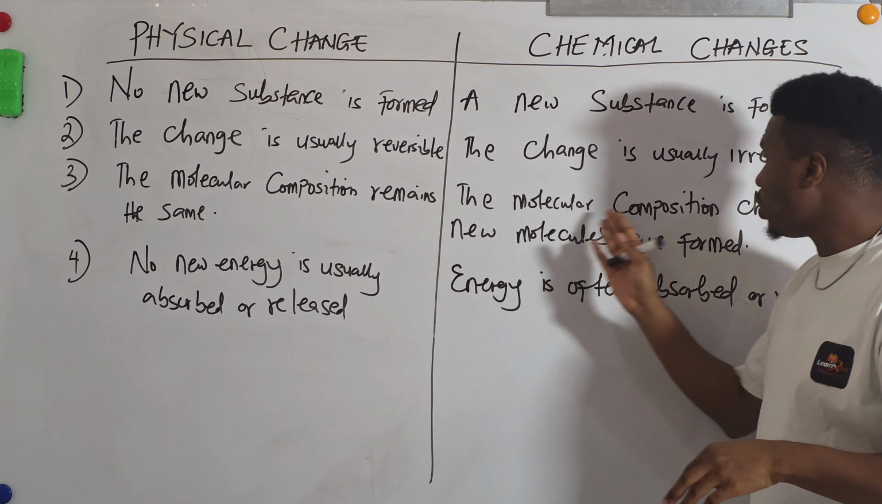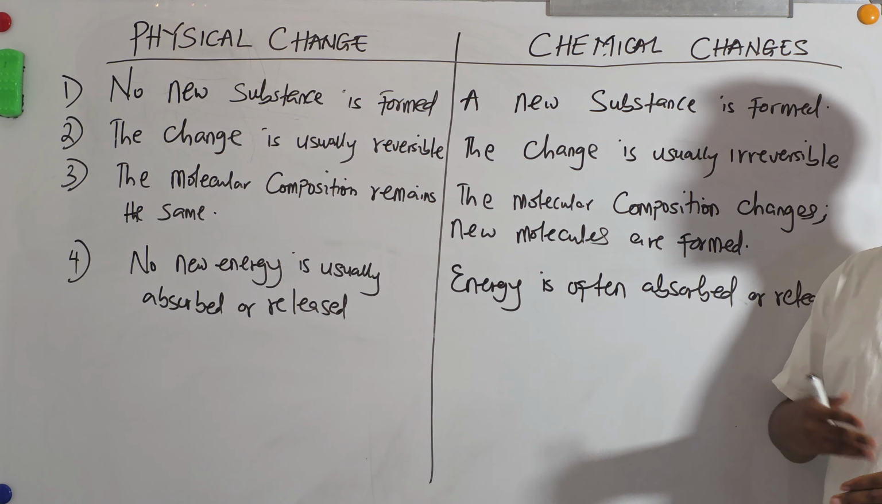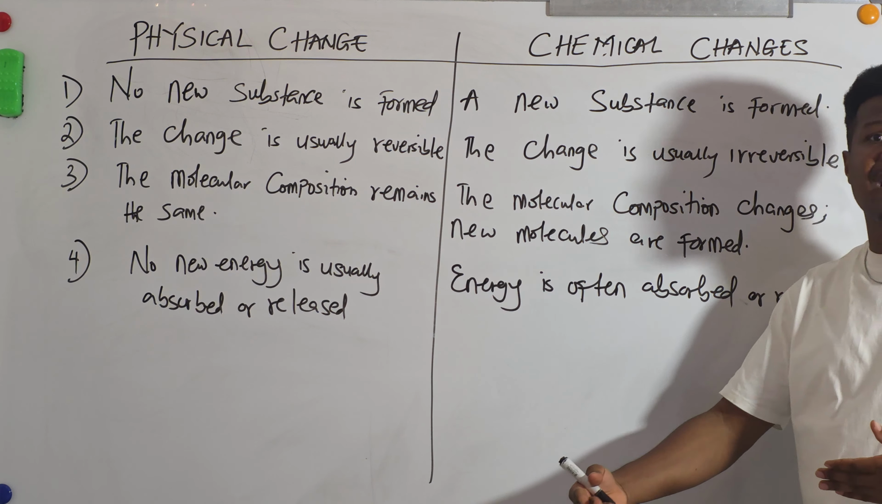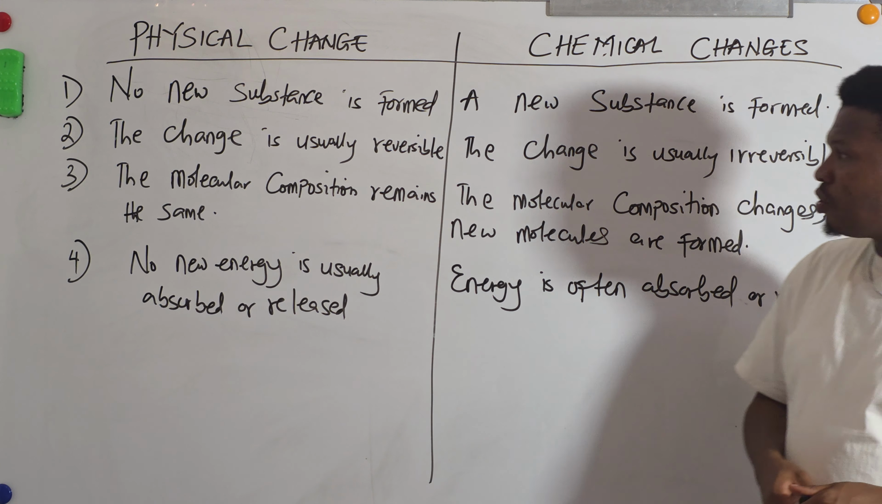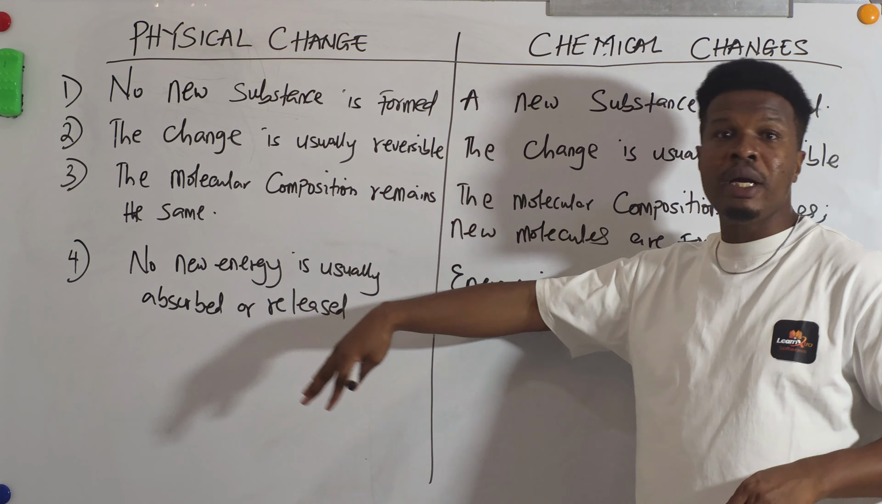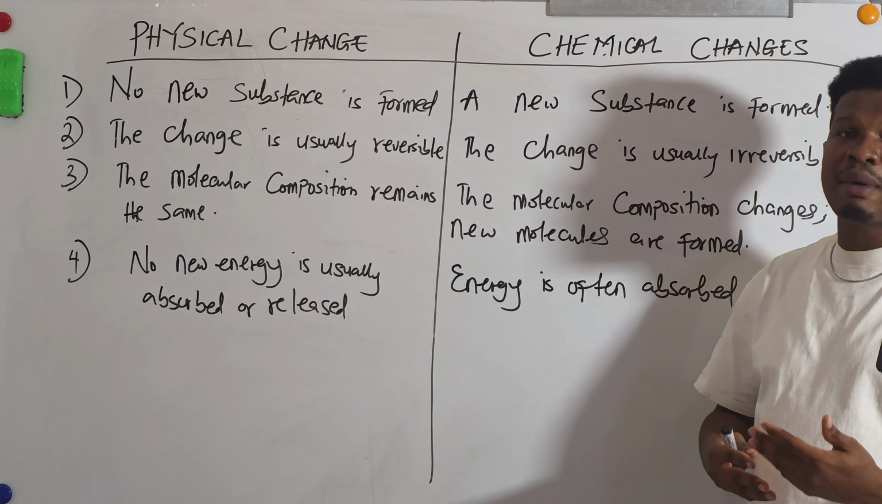But for chemical reactions, the bonds are broken, and you have new substances that are being formed. So that's the difference between physical change and chemical change. The last one talks about the energy. In a physical change, no new energy is produced. The same energy that is there remains there.